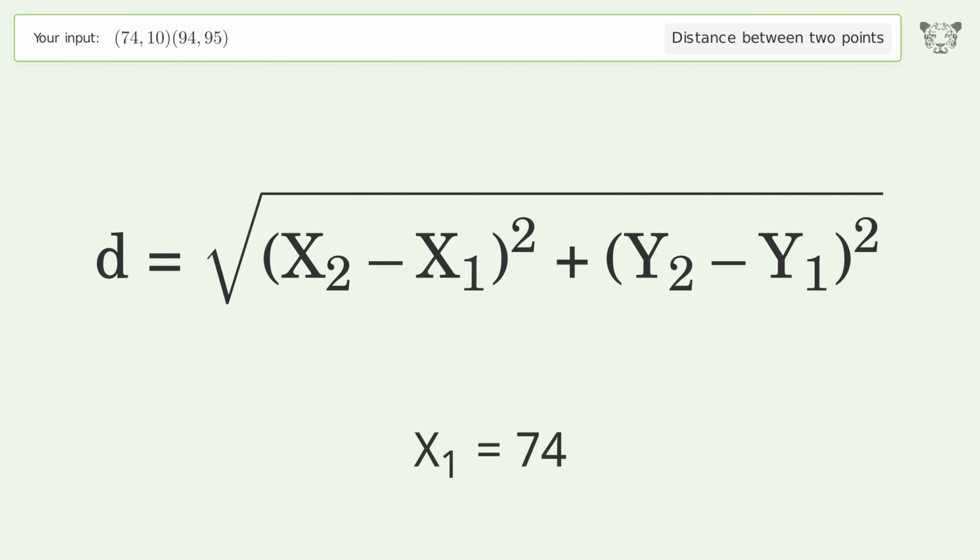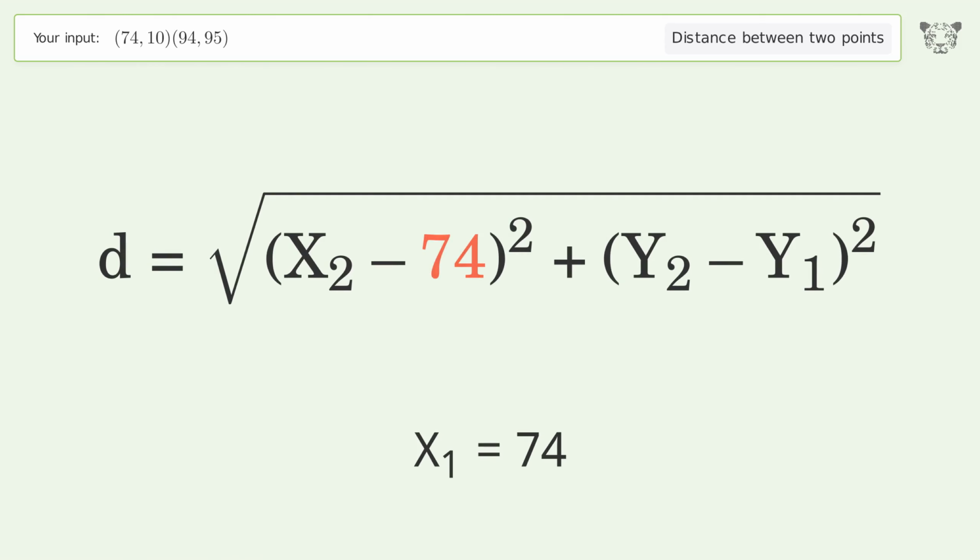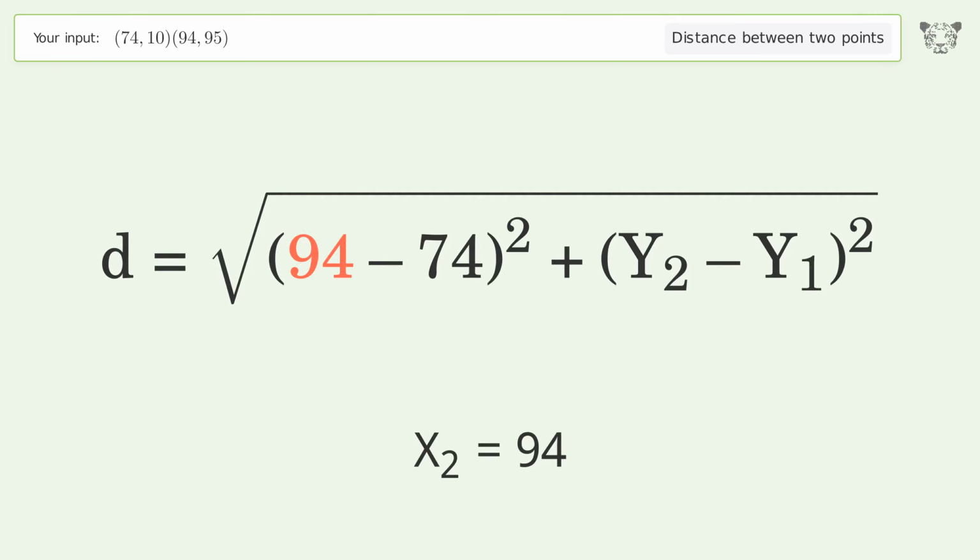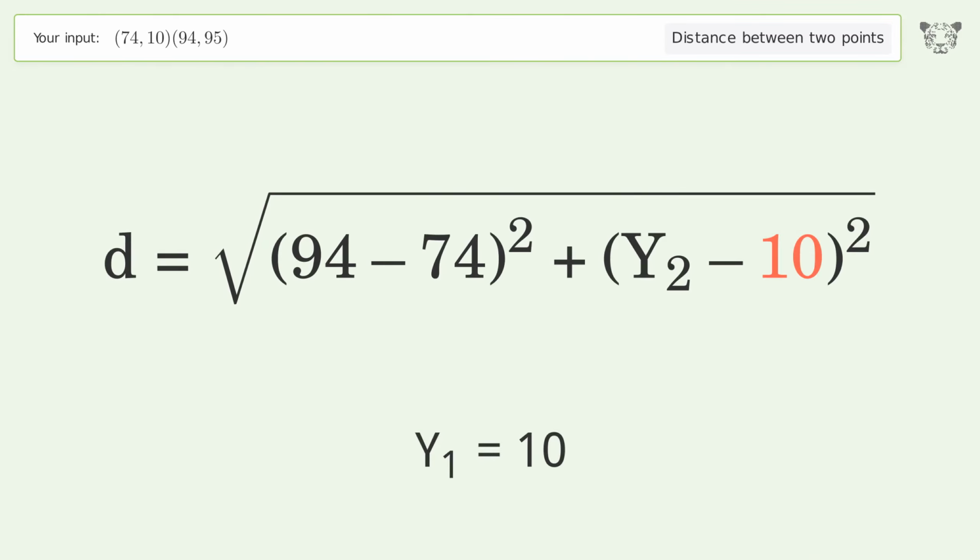x1 equals 74. x2 equals 94. y1 equals 10. y2 equals 95.